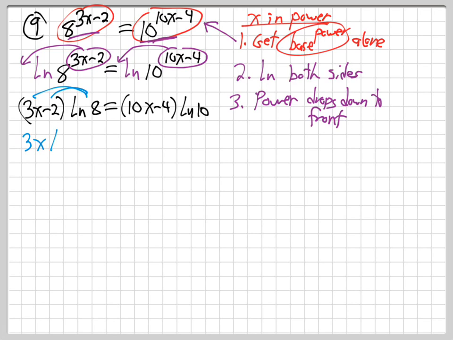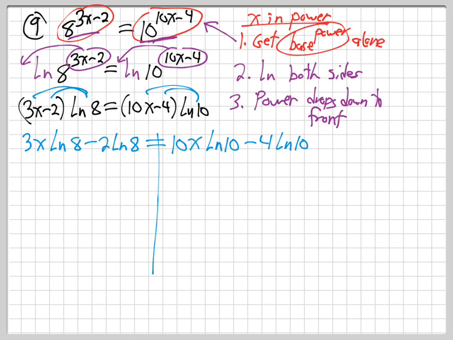And so we get 3x ln 8 minus 2 ln 8 equals, and then boom, boom, multiply the ln 10, 10x ln 10 minus 4 ln 10. Okay, so we get to there. Now we're to here, and we're trying to get x alone. So there's the first 3 steps. So here was ln on both sides. Now step 3, the power drops down to the front. Now we're going to go into a whole new thing.